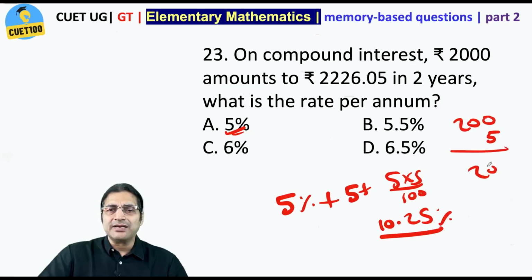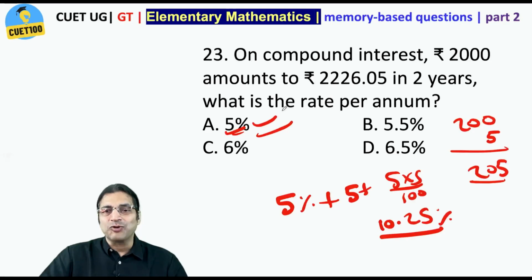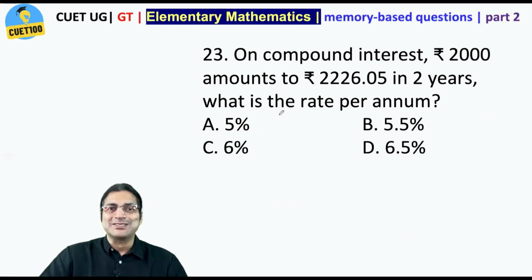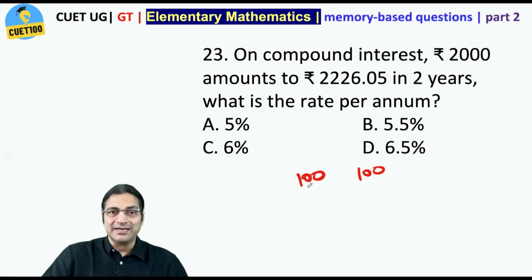So, at this rate of 5%, the total interest would be only 205 rupees. Another way of looking at it: 5% of 2000 is how much? 100 rupees in the first year. In the second year, again 100 of course, plus interest on this 100, 5, so 205. But what is the interest here? 226.05. So, this is definitely more than 5%.